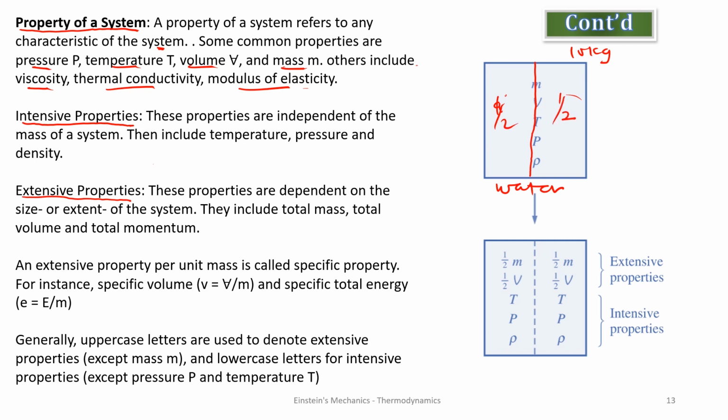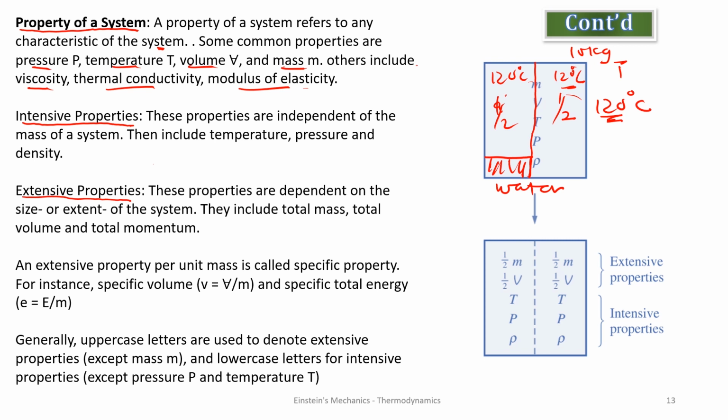Intensive property. So for example, the temperature, if this is at 120 degrees Celsius, if I still divide it, this temperature will still be 120 degrees Celsius. Are we good? Meaning temperature is what? Independent of the mass. Even if I choose a small amount of mass here, the temperature will still be 120.